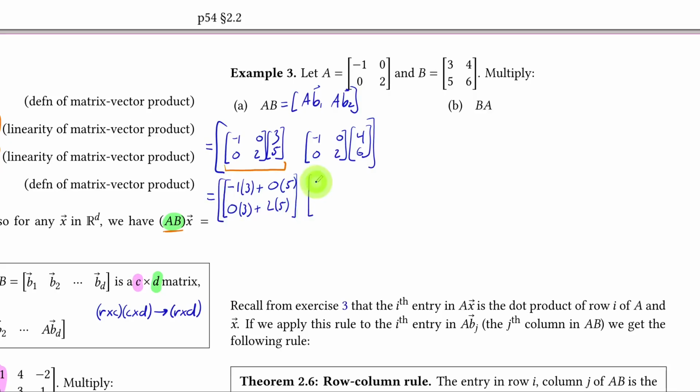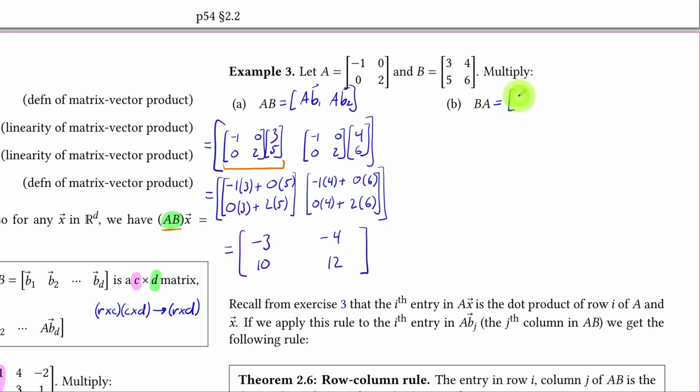Doing the same thing with the second column of AB, we have 4 scaling the first column of A plus 6 scaling the second column of A. And that gives us a matrix with 2 columns, one that is negative 3, 10, and another that is negative 4, 12. Okay, let's check B times A.